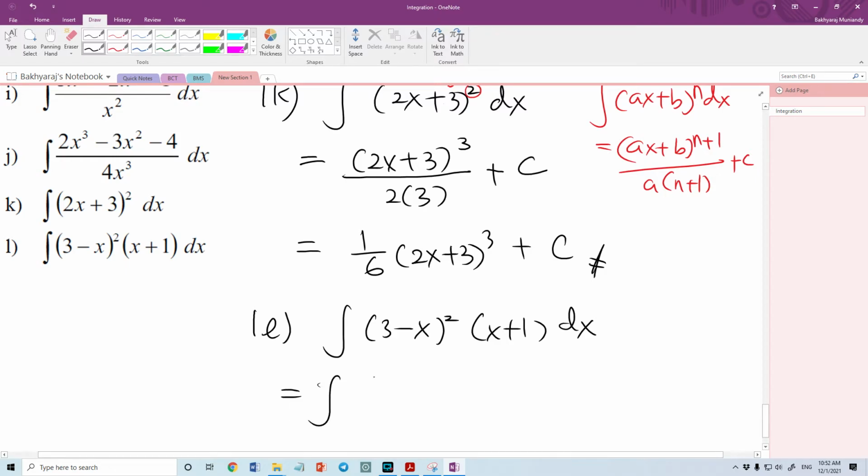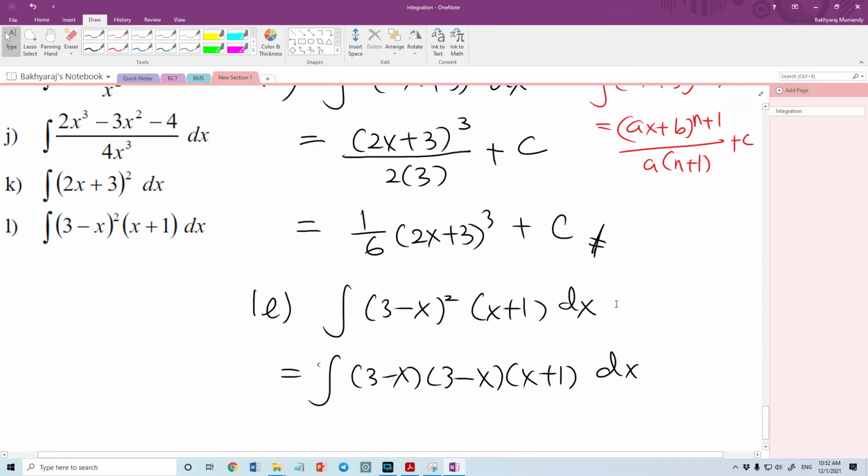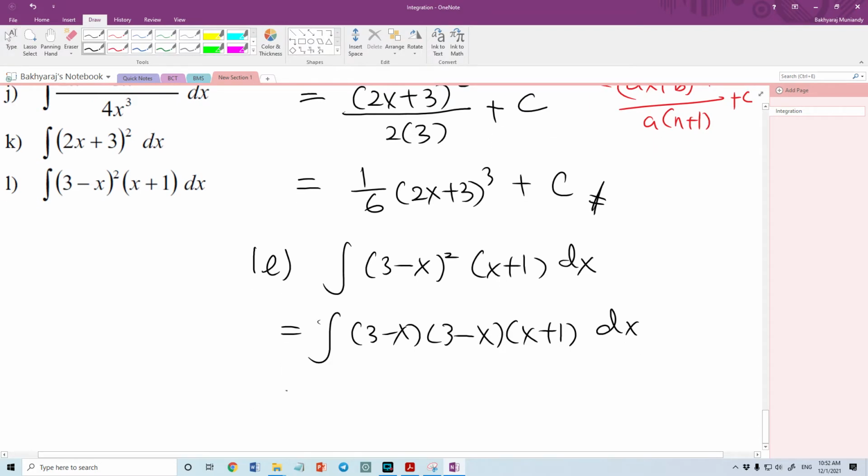So integration of (3 minus x)(3 minus x)(x plus 1) dx. I have no other choice, I just expand this. So the expansion will give me what? It will give me integrate 9 minus 3x minus 3x, you get minus 6x, and negative negative will be positive x squared, times (x plus 1) dx.